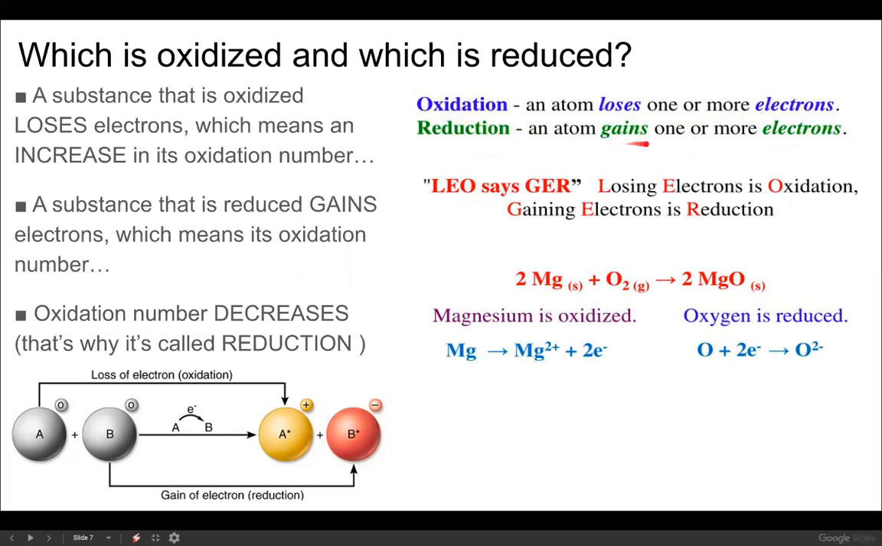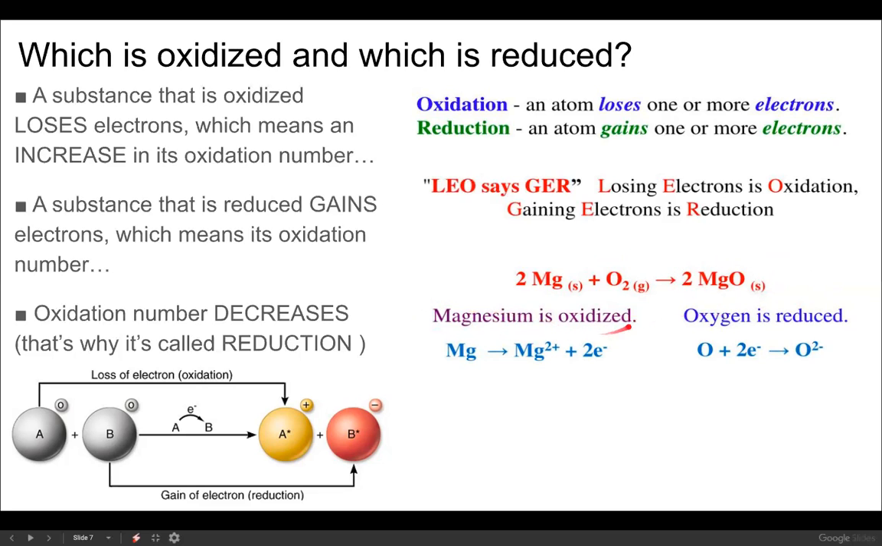In reduction, an atom gains one or more electrons. This is where we come into our topic of LEO says GER. Losing electrons is oxidation, gaining electrons is reduction. Here we have magnesium being oxidized in the reaction above. We have 2 moles of magnesium and 1 mole of oxygen, which is a diatomic, and we end up with 2 moles of magnesium oxide.